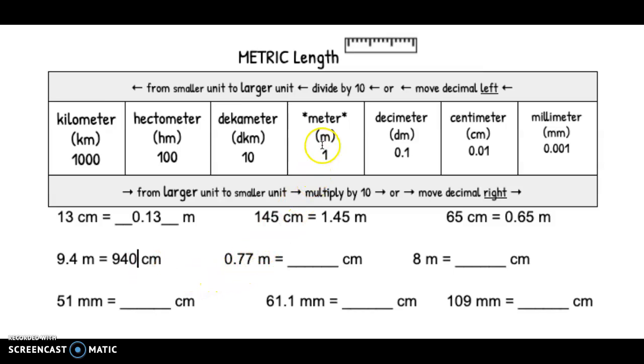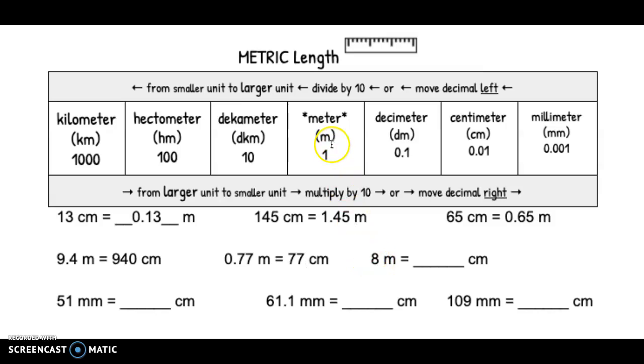So I need the placeholder 0 there to keep that decimal in the new spot. Let's try 0.77 meters, or 77 hundredths of a meter, to centimeters. My decimal will move 2 places to the right, so my answer would be 77.